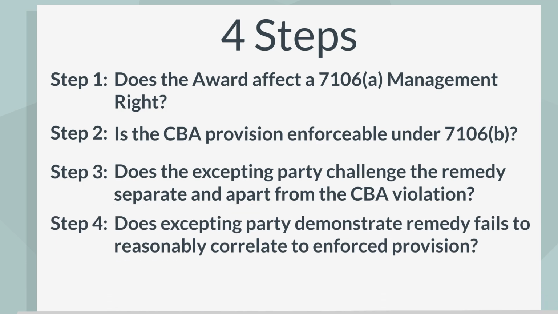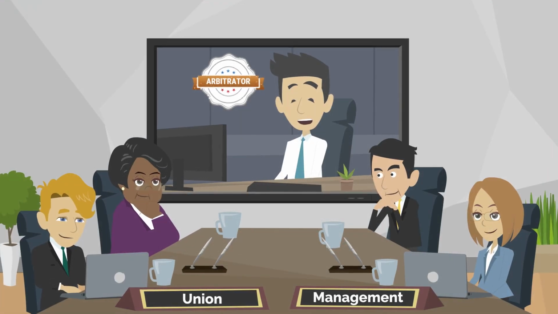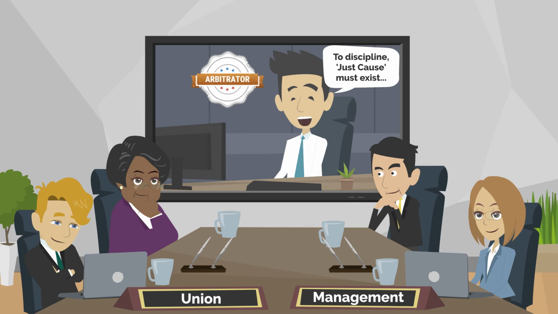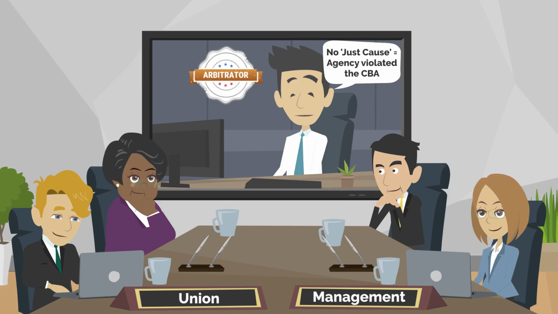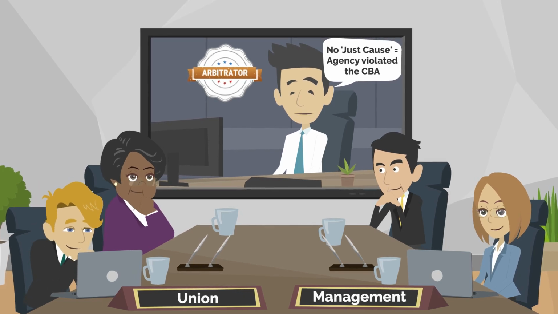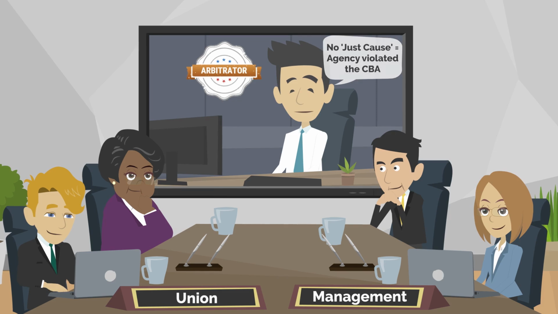Step 4 asks whether the accepting party demonstrates that the remedy fails to reasonably correlate to the enforced contract provision as the arbitrator interpreted and applied it. For example, let's say an arbitrator interprets your agreement as requiring an agency to have just cause to discipline employees and finds the agency violated the agreement by disciplining an employee without just cause.